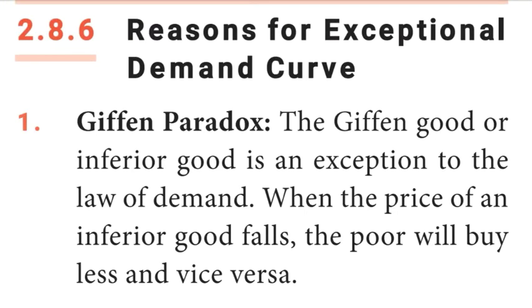Question number 26. What are Giffen goods? Giffen goods or inferior goods are an exception to the law of demand. When the price of an inferior good falls, the poor will buy less, and vice versa. Sir Robert Giffen discovered that poor people will demand more of inferior goods if their price rises and demand less if their price falls.